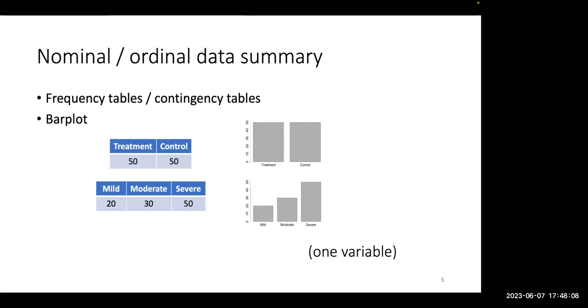So nominal ordinal data summarization. This is where we talk about frequency tables or contingency tables. These are best displayed as a bar plot. So essentially you have here the example from last time where we talked about the severity of pain in patients that received the treatment or were in the control group. So basically you have 20, 30, 50, these are the counts. So this would be the ordinal variable, whereas this would be the discrete variable. And this is then summarized in a frequency table or in a contingency table.